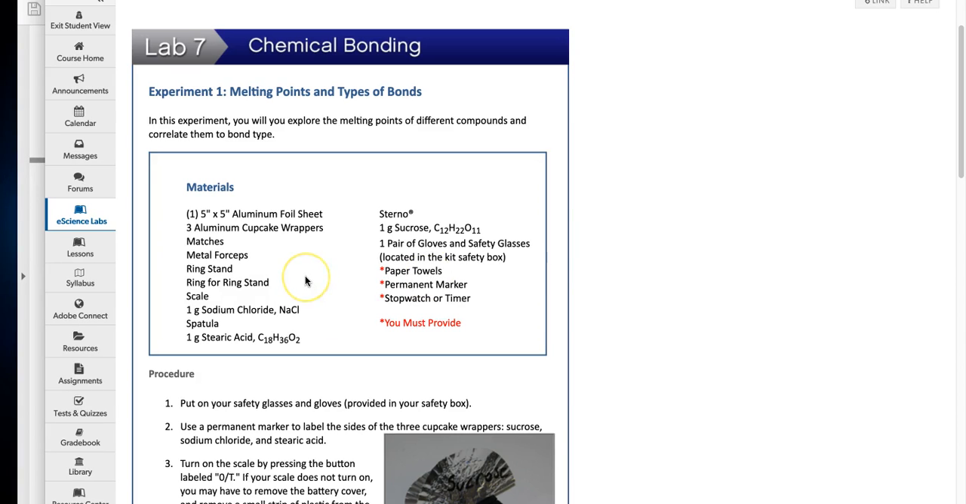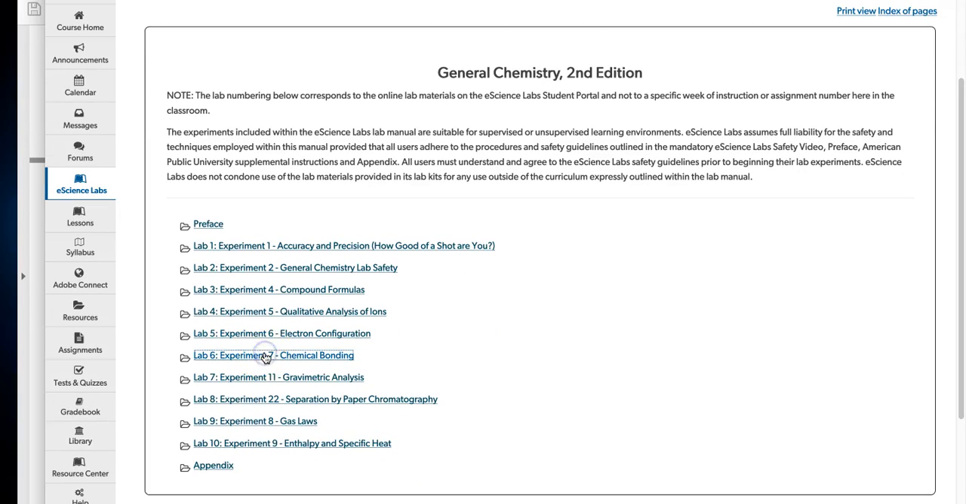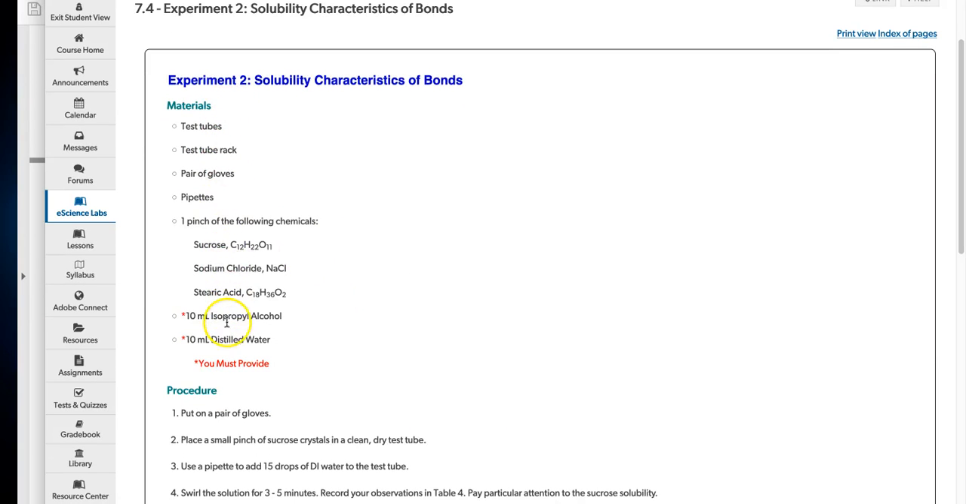So let's come back. We did melting points. Let me go back out and come back in. Solubility, our last part here. So here's all of your materials.